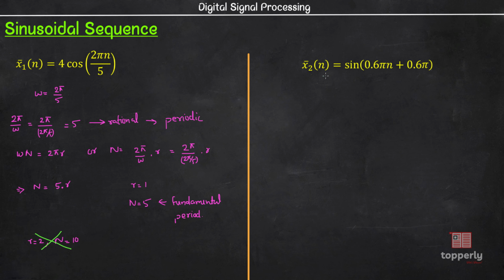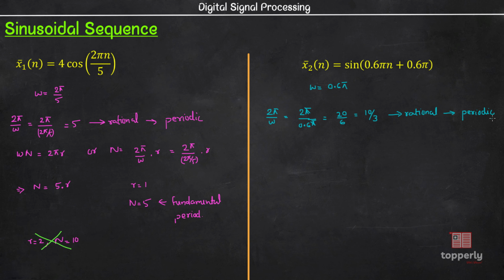x2 of n is equal to sine of 0.6 pi into n plus 0.6 pi. Here, omega is equal to 0.6 pi. Just like before, first we need to check if the sequence is periodic or not. So, 2 pi by omega is equal to 2 pi by 0.6 pi, and pi cancel out, which leaves us with 20 by 6 or 10 by 3. And as you can see, this is a rational number, so the ratio 2 pi by omega is rational. That is, this is rational, and therefore the sequence is periodic.